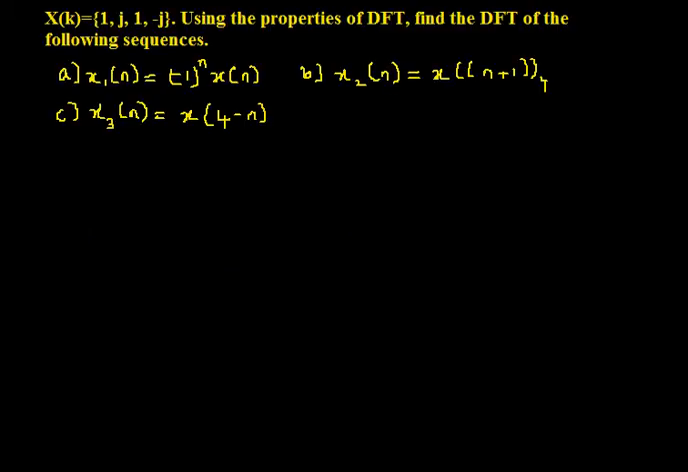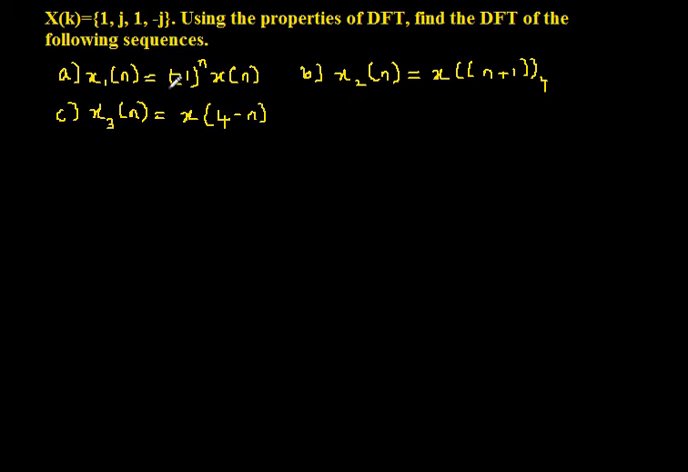In this video we'll consider a numerical wherein X of k is given, which is 1, j, 1, minus j. Using the properties of DFT, it has been asked to find the DFTs of the following sequences. First, X of k is given, and its IDFT, that is x of n, is asked.